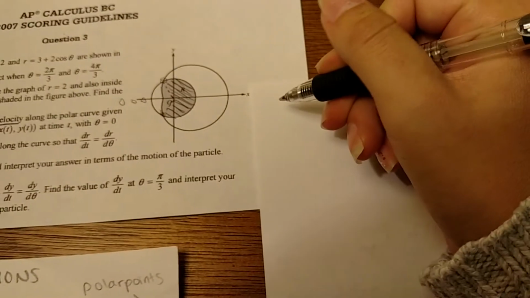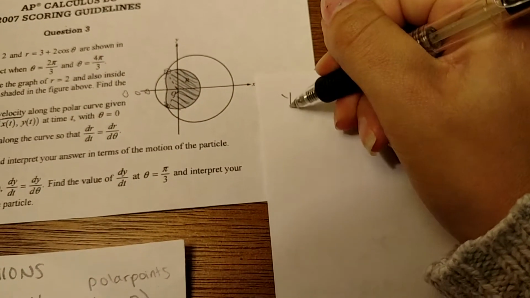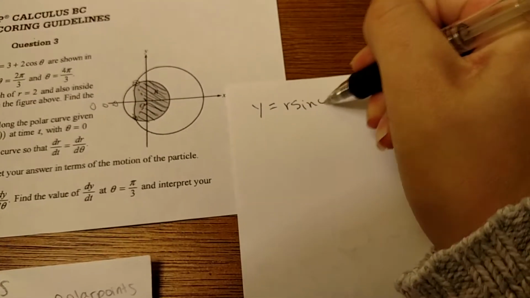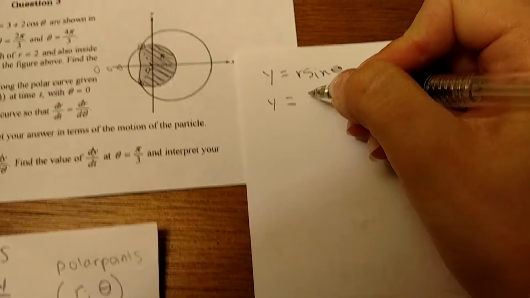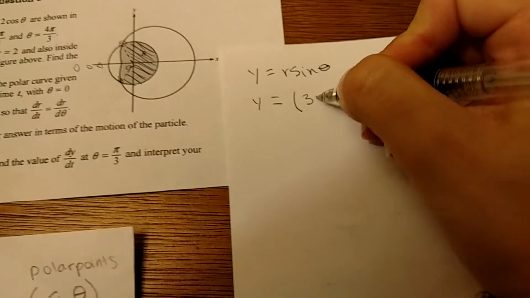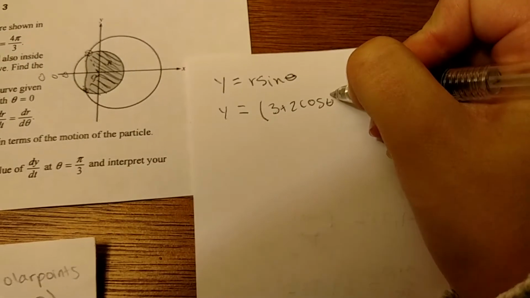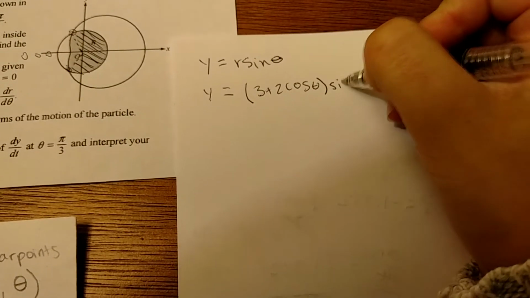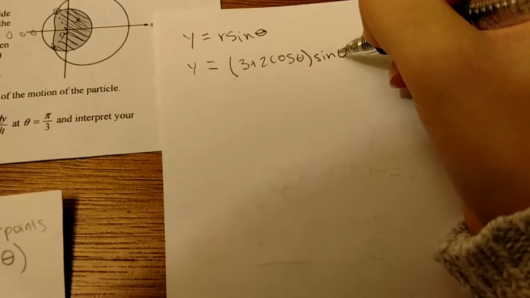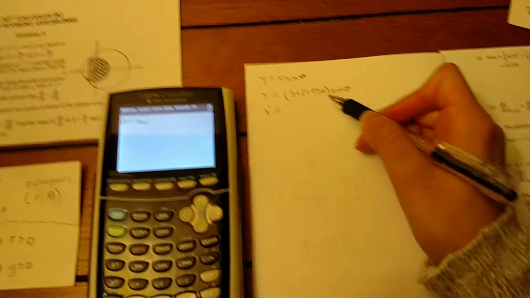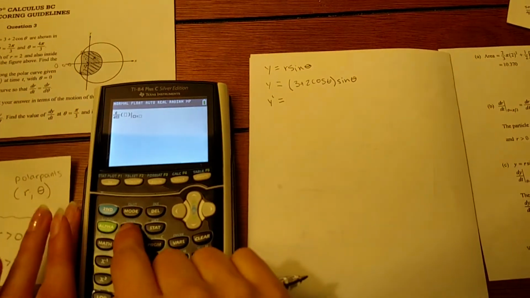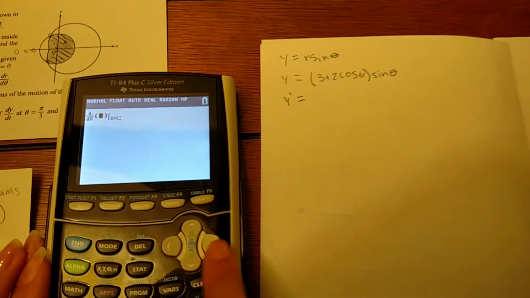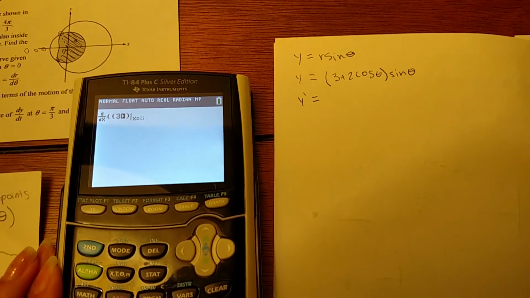So if you want y in this instance, y equals r sine theta. And you're given your r, which is simple substitution, 3 plus 2 cosine theta from the above graph, and sine theta. What to do now is take the derivative of this value. So y prime, and you could do the product rule, but I'm a little bit lazy, so I'm going to plug it into my calculator. This is a calculator problem, so that's no big deal.